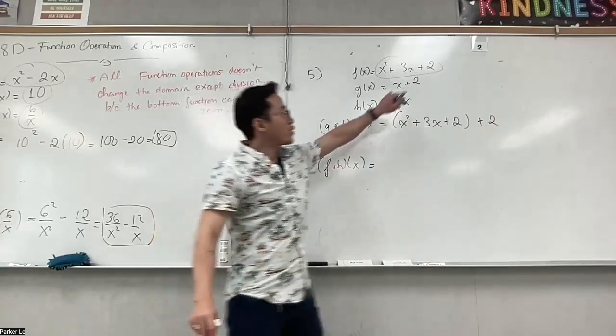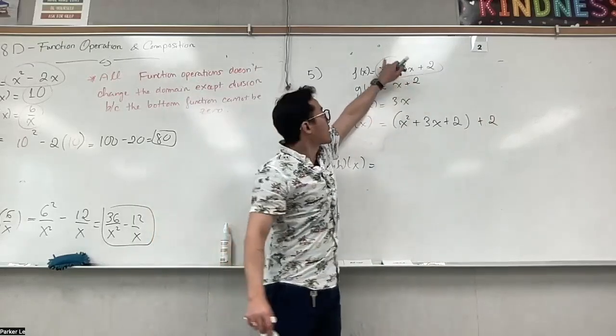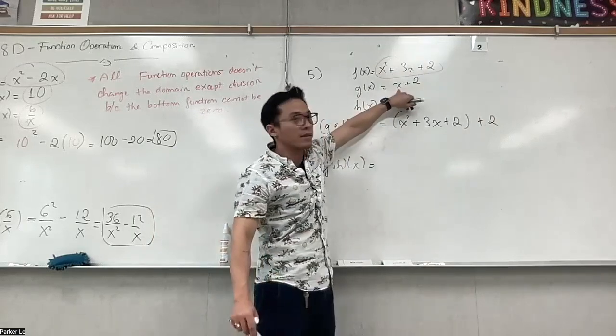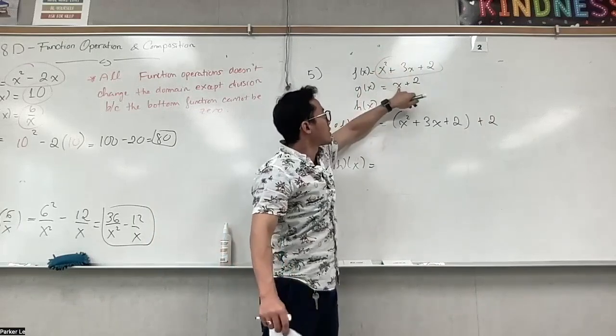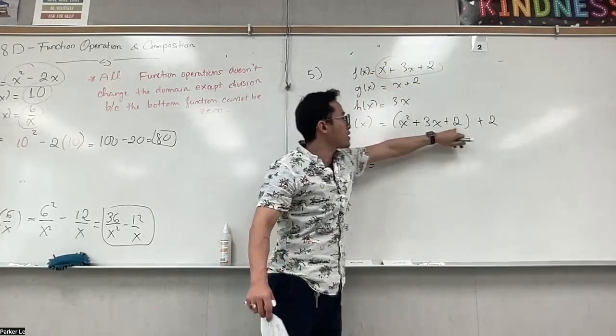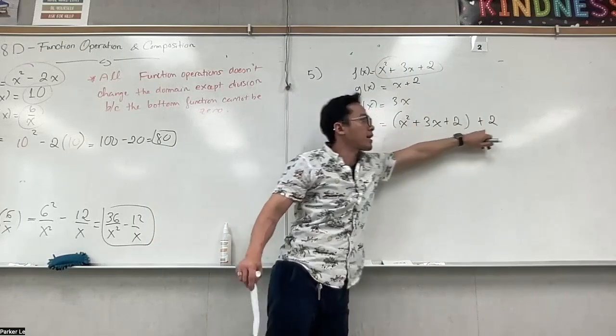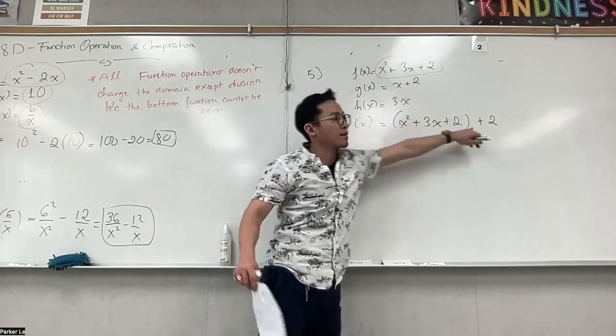Are you still with me? I plug the whole F right here into the G. Whatever I see X on the G, I replace it by this whole function. So this whole X becomes X squared plus 3X plus 2. And then I have plus 2 outside. It's from here. This 2 from here.